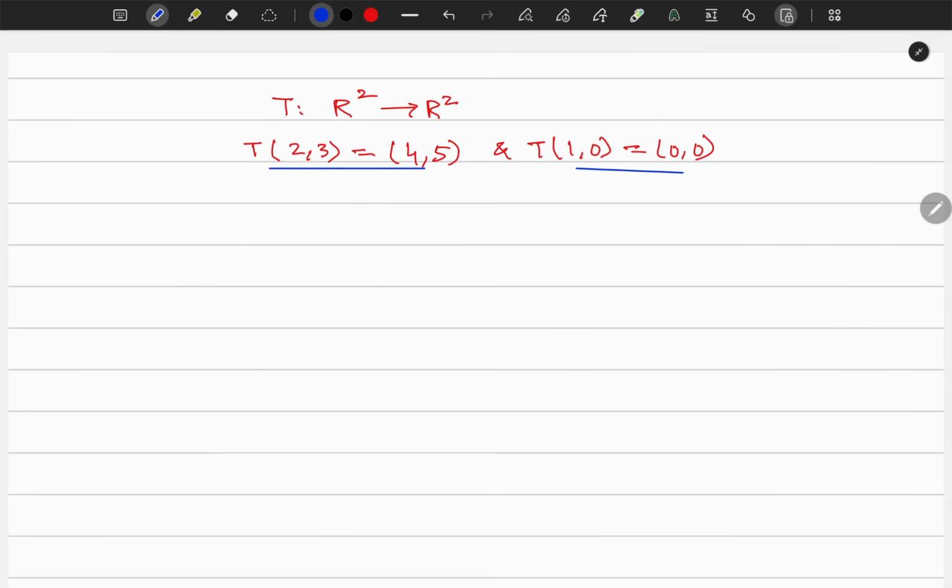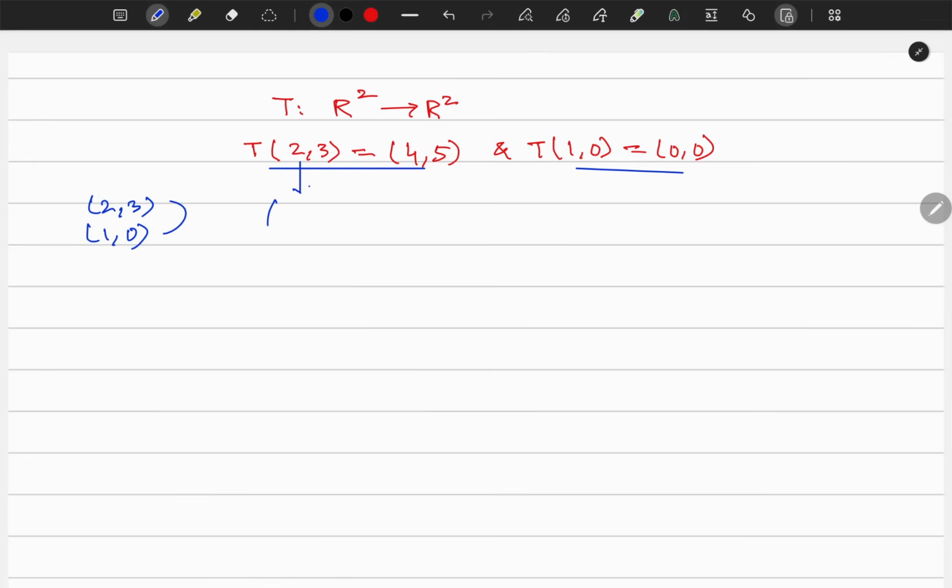So what will we do? We check whether the given vectors, that is 2 comma 3 and 1 comma 0, are linearly independent. When they are linearly independent, the dimension will be 2, so it means that they will become a basis of R2 because R2 has the same dimension. So let's check whether these are linearly independent or not. Then we will proceed.